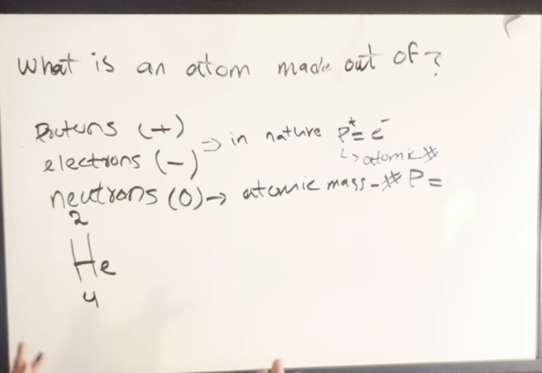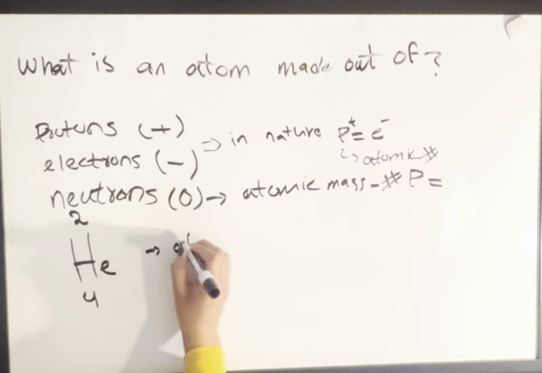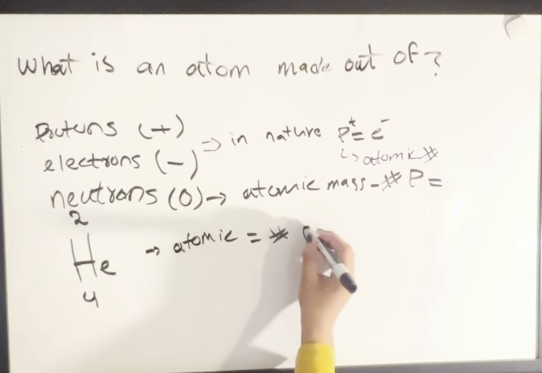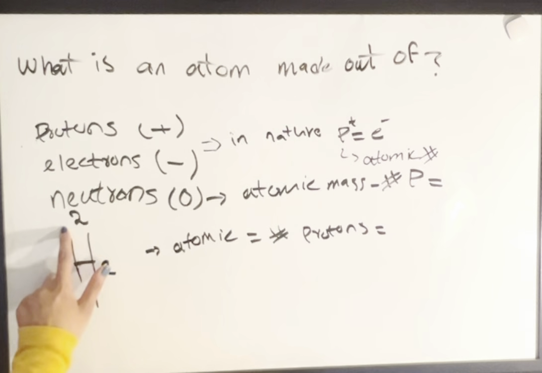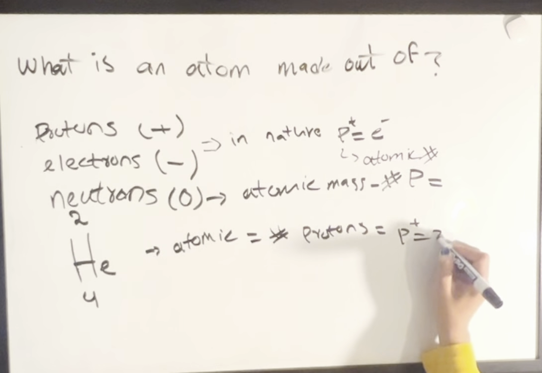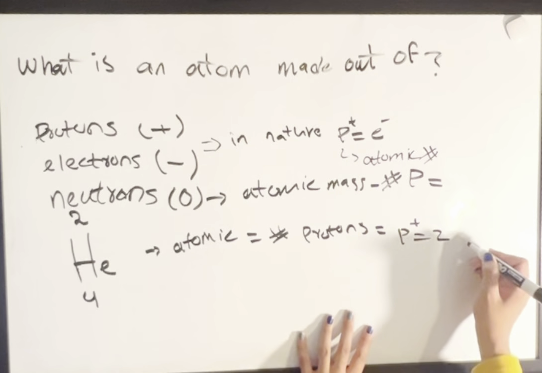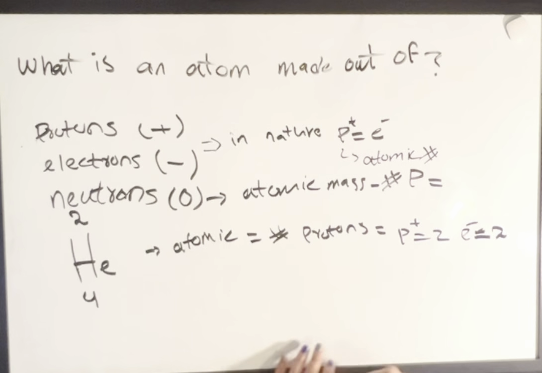The easiest way to find it is to look at the atomic number. We know that the atomic number is equal to the number of protons, which means P positive is 2. And we know that protons and electrons are equal to each other, so the number of electrons should also be 2.